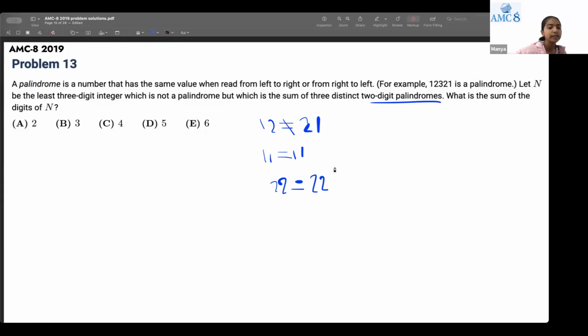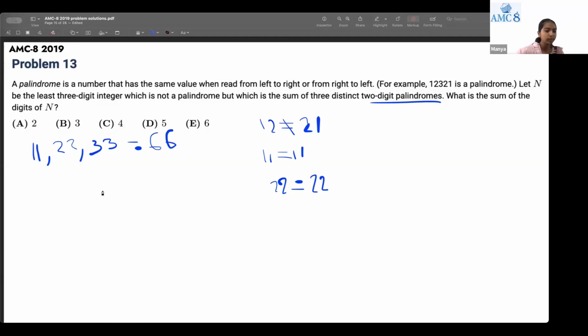And so they want the least 3-digit integer, which is not a palindrome, but which is the sum of 3 distinct 2-digit palindromes. So we'll add up 11, 22, and 33. These are the smallest numbers. So 11 plus 22 is equal to 33. 33 plus 33 is equal to 66. And so 66 is still not a three-digit number.